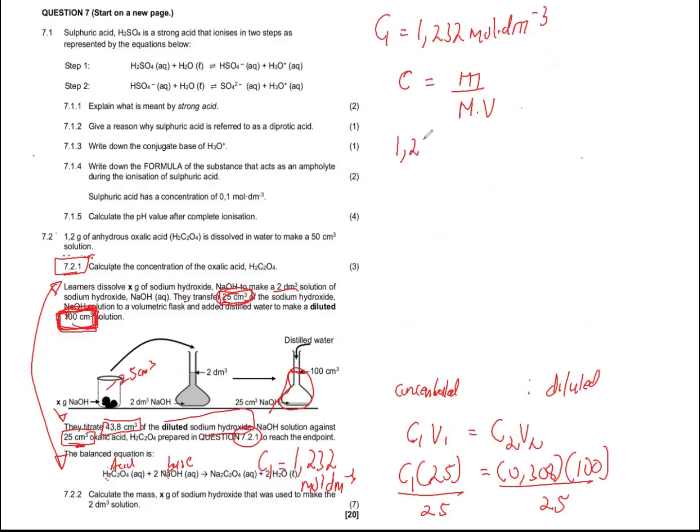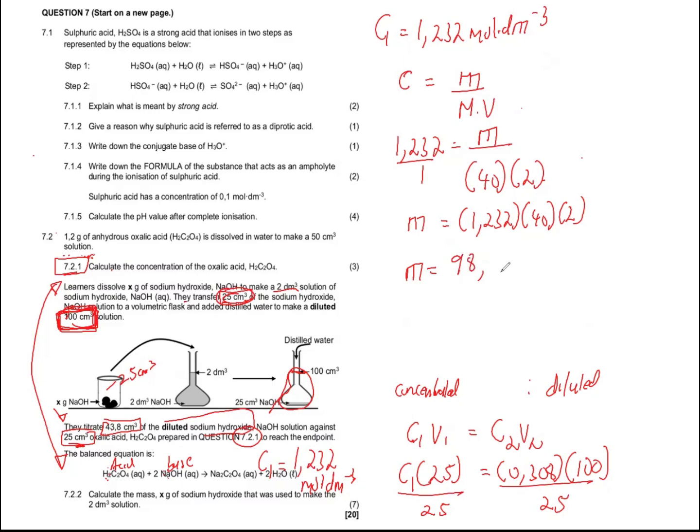Concentration is 1.232. And then what are we looking for? That mass. What's the molar mass of sodium hydroxide? 40. And then the volume that they used, 2. Now we cross multiply here. It's 1.232 multiplied by 40 multiplied by 2. Then when you punch all of that into your calculator, you get 98.56 gram.